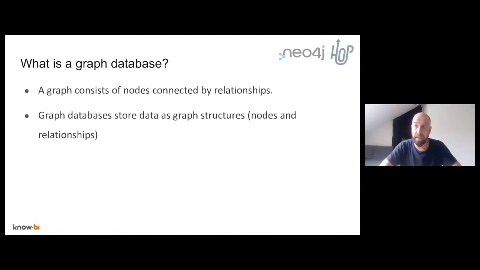Neo4j, obviously, is a graph database. A graph consists of nodes connected by relationships, and a graph database stores that graph data as a graph structure. So you store nodes and relationships in a graph.